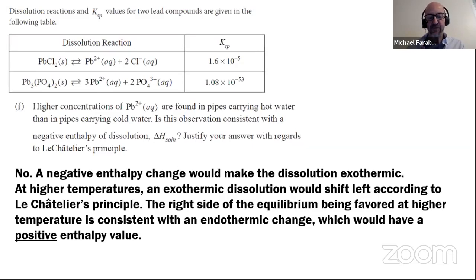And I said a negative enthalpy change would make the dissolution exothermic. At higher temperatures, an exothermic dissolution would actually shift to the left.